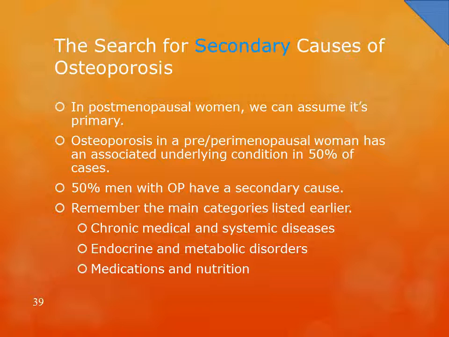So think about the main categories. Is there a chronic medical or systemic disease that's going on? Is there an endocrine or metabolic disorder that they have not yet been diagnosed with? Are there medications or nutrition that we can intervene with to help them?